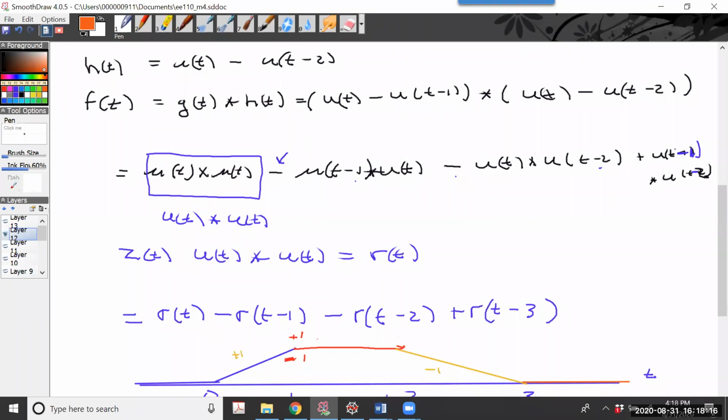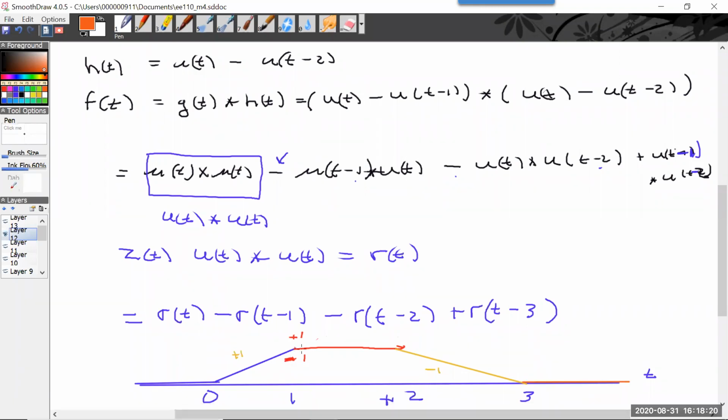Now, if I want to know what value I'm at, I could substitute, let's say at 1, t equals 1. Well, at r(t) equals 1, I get 1. At r(t minus 1), I'm actually at 0. These are 0, these are 0. So that's how I know that I stop at 1.